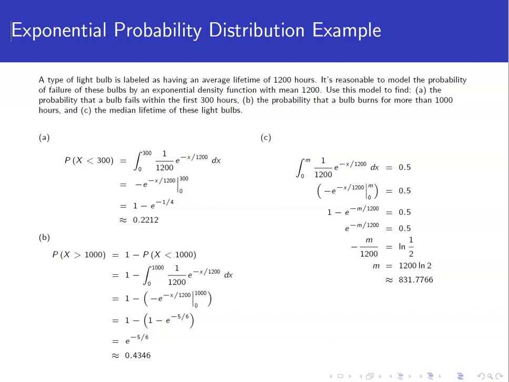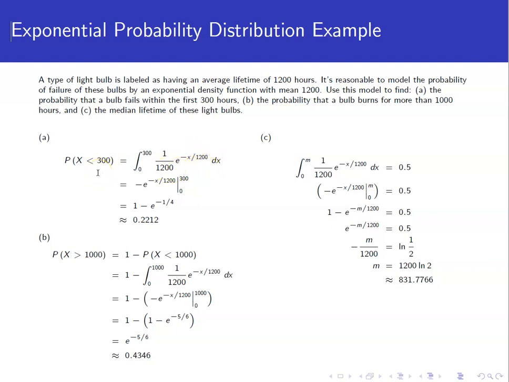So for an exponential density function, remember that we use the mean of the distribution, which in this case is 1,200. We put that as a 1 over the mean in front and an e to the negative x over the mean in the exponent. So our probability density function, or our PDF here, is 1 over 1,200 e to the negative x over 1,200.